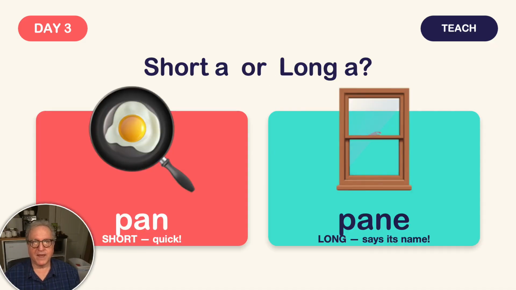Next pair. On the left, a pan for cooking. P-a-n. Pan. Short and quick. On the right, a pane of glass. One little piece of glass in a window is called a pane of glass. P-a-n-e. Pane. Say them with me. Pan, pane. One more time. Pan, pane.